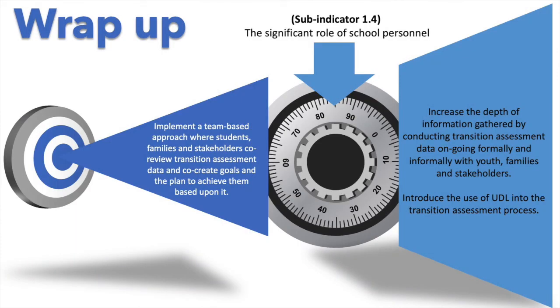So just to wrap up, our big three themes from this video are: we want to first increase the depth of information gathered about young people's strengths, needs, preferences, and abilities. And we do this by using informal and formal transition assessments on an ongoing basis, with youth, families, and stakeholders. And in using these tools, we want to make sure that they represent the principles of universal design for learning so that all assessment opportunities are equitable for young people and their families.